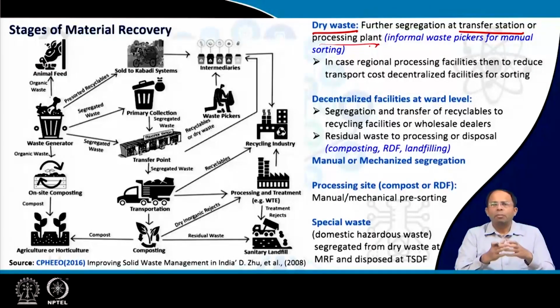So this MRF facility could be within a transfer station, along with the transfer station, or it could be a processing plant as well. That means wherever we are creating pellets for refuse derived fuel, or doing some other processing, there we can set up these sorting centers, and we can also engage informal waste pickers for this.